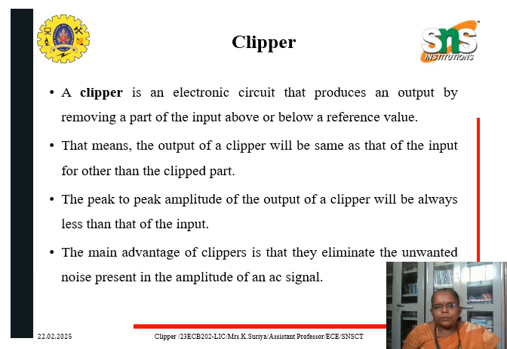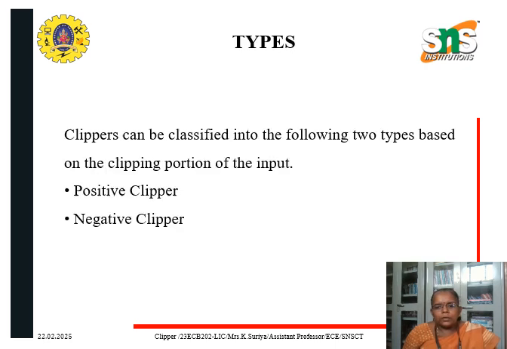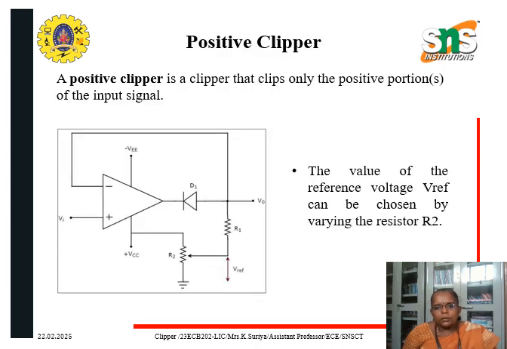Due to this, the peak-to-peak amplitude of the output of a clipper will always be less than that of the input. The main advantage of the clipper is that it will eliminate the unwanted noise present in the amplitude of an AC signal. Clippers are classified into two types based on the clipping portion: the positive clipper and the negative clipper. First we'll see the positive clipper, which clips only the positive portion of the input signal.